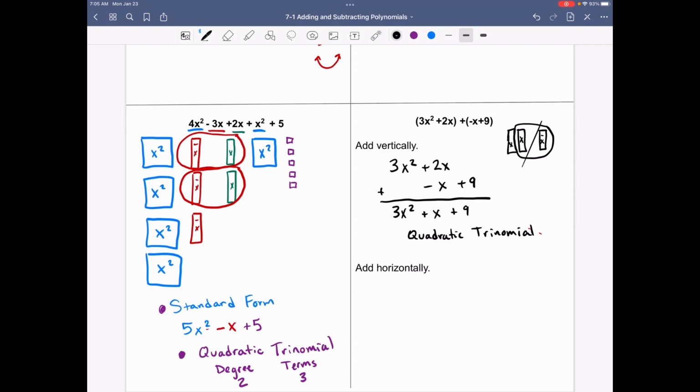Then you can also add horizontally. And when you add horizontally, you just write them across. 3x squared plus 2x plus negative x plus 9. And we end up combining like terms, so those become x, and we bring down the plus 9, and we bring down the 3x squared plus x. So that's how you can add vertically and horizontally. And now you have completed your foldable for section 7-1.